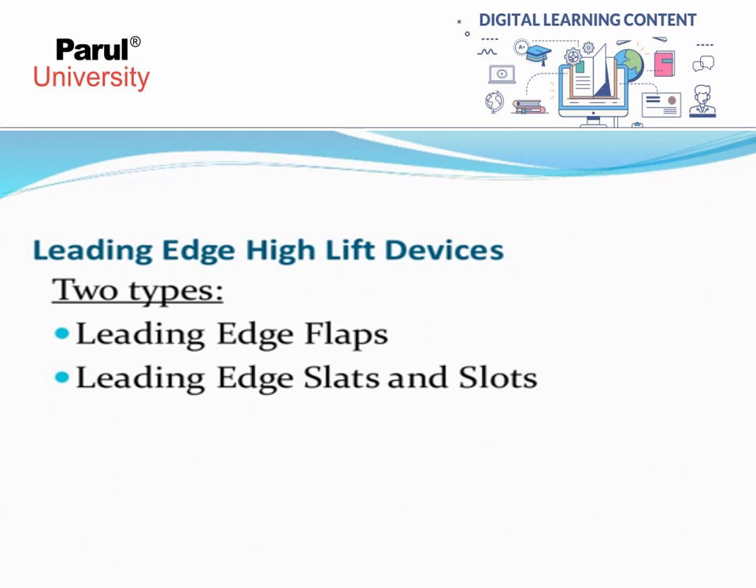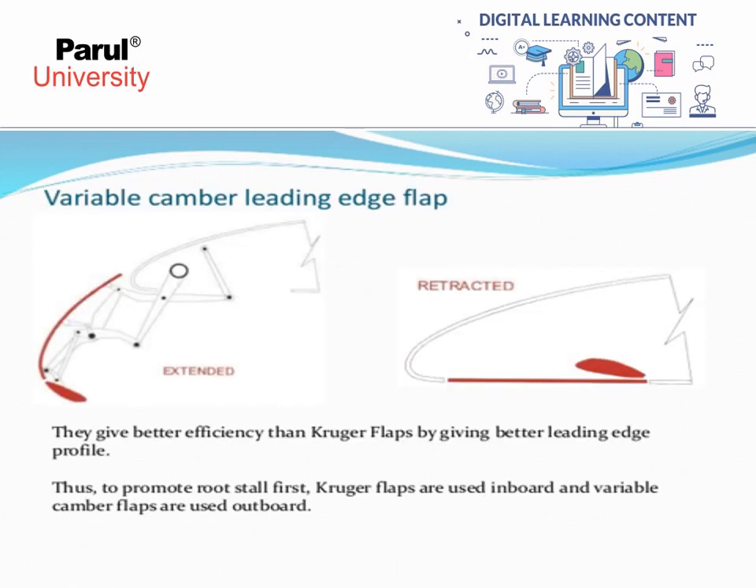Okay, now we have to focus on the first, the variable camber leading edge flaps. The variable camber leading edge flap, in the first figure extended and the second figure retracted. They give better efficiency than Krueger flaps by giving a better leading edge profile. Thus, to promote root stall first, Krueger flaps are used inboard and variable camber flaps are used outboard.